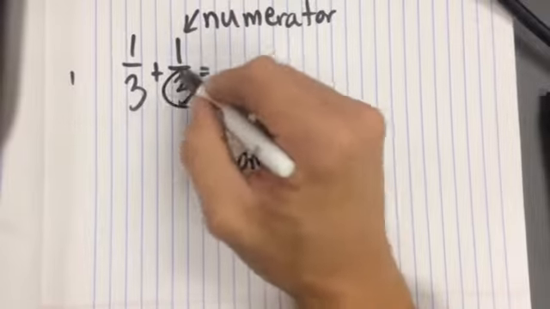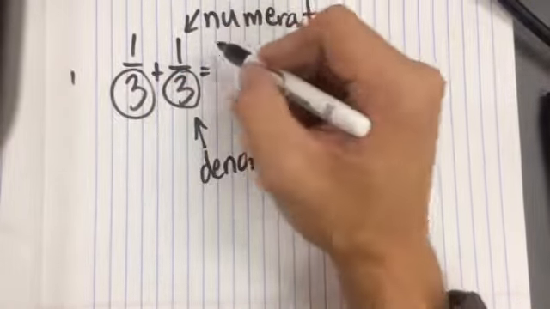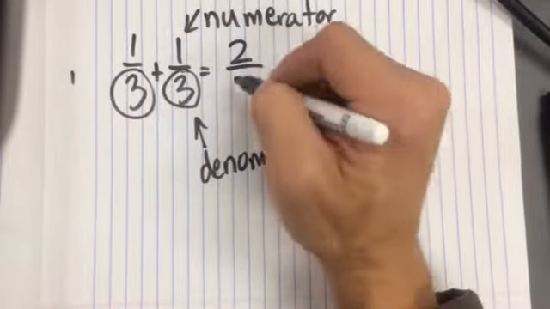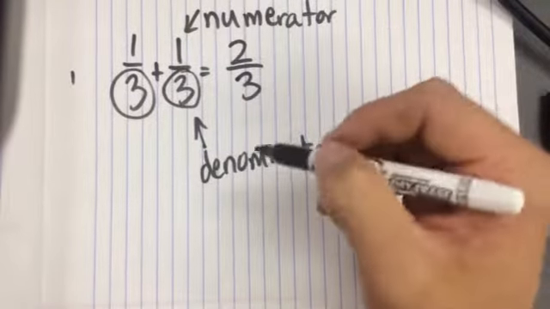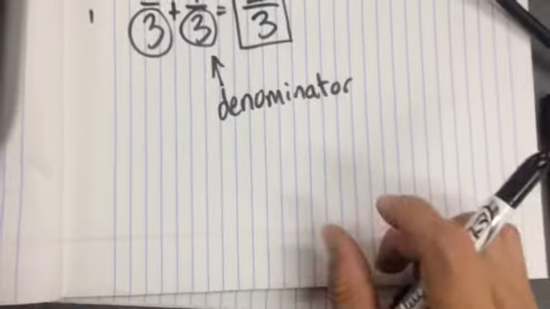You'll notice we have 3 and 3. I'm just going to circle them so you can see them. So if they are the same, you can go right ahead and add or subtract. 1 plus 1 is 2. 3 plus 3 in this case is 3 because you do not add your denominators ever. I don't care if they're the same, different, whatever, you don't add them. So here's your answer, 2/3.